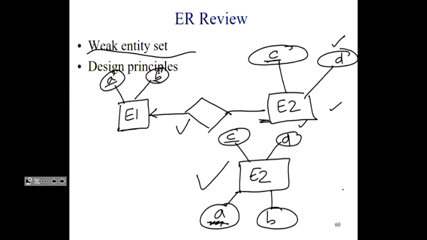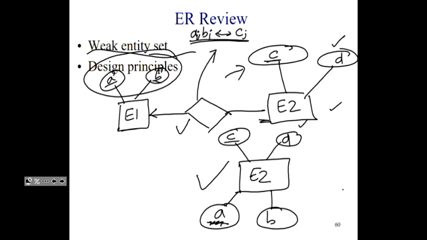Okay, so another way to think about this relationship, and we will get into why this makes sense in the next class when we translate this, is that this relationship is basically saying that some AI, BI pair is associated with some CJ. Basically, the keys A and B, which are the attributes of E1, are associated with some of the attributes of E2, right? So this is what the relationship is encoding.